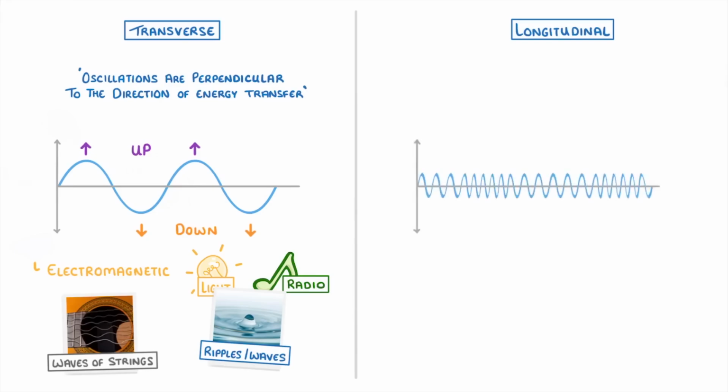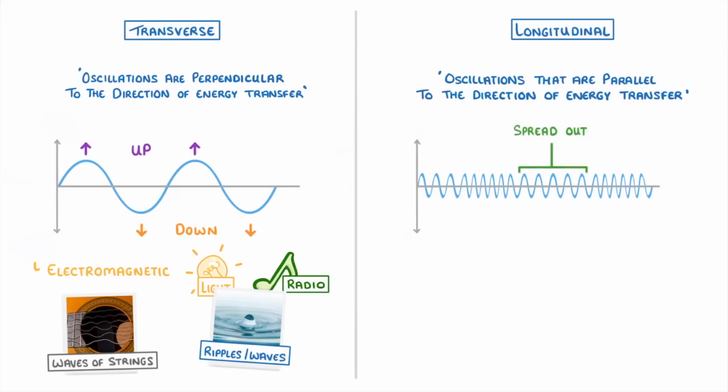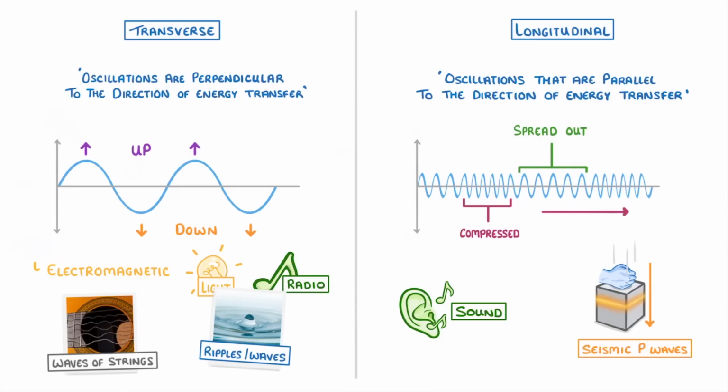Longitudinal waves, on the other hand, have oscillations that are parallel to the direction of energy transfer. This one's a bit trickier to get your head around, but basically it leads to some regions that are more spread out, and other regions that are more compressed, because the wave's vibrating back and forth. In motion, it would look as if this area of compression is moving from the left to the right within the wave. Examples of longitudinal waves include sound waves and some types of shock waves, like seismic P waves.